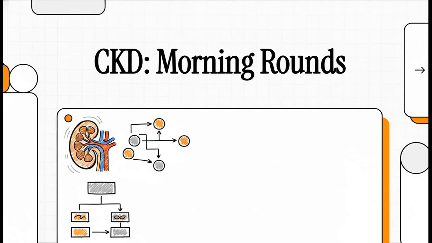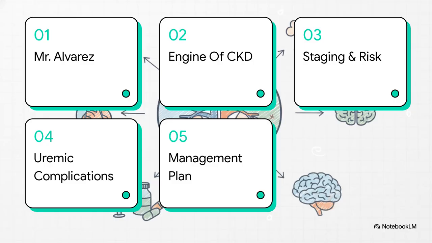No way. We're going to break down exactly what's happening inside our patients' kidneys, how we risk stratify them, and ultimately, how to build a bulletproof management plan. So here's our rounding checklist for the day. First, presenting Mr. Alvarez. Second, the engine of CKD. Third, staging and risk assessment. Fourth, multi-system uremic complications. And finally, number 5, the management plan.